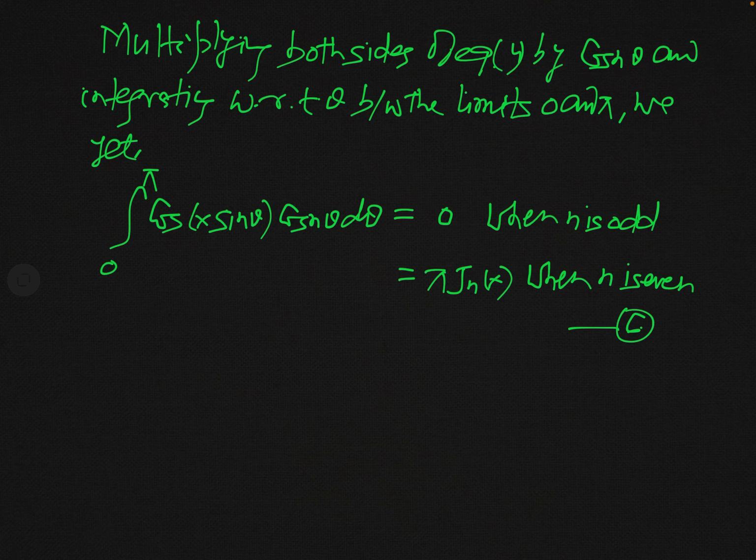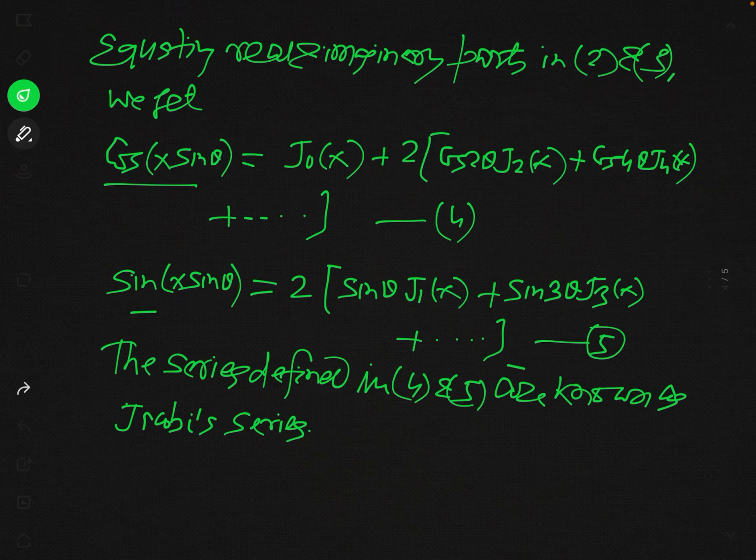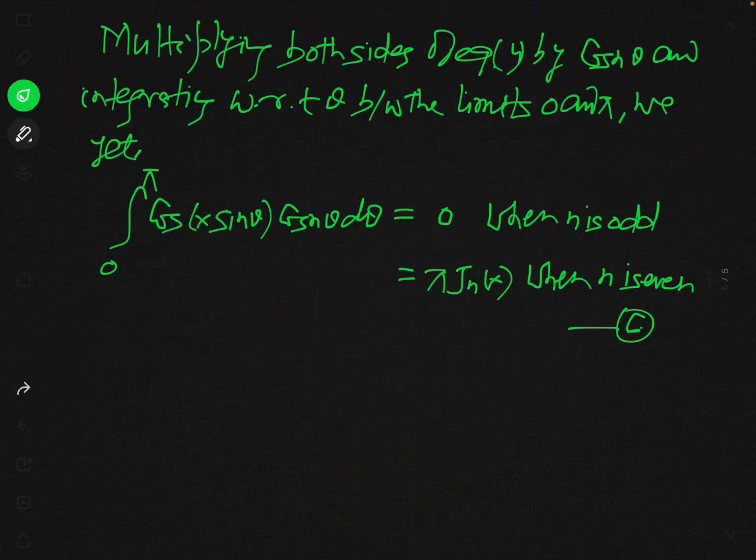In similar manner, we will now multiply equation number 5, both sides by sine n theta, and then we will integrate this result with respect to theta between the same limits, that is 0 and pi, and then you will get actually just the reverse result. That is, when n is even, then all terms in RHS will vanish, and when n is odd, then only one term containing sine n theta will remain non-zero.